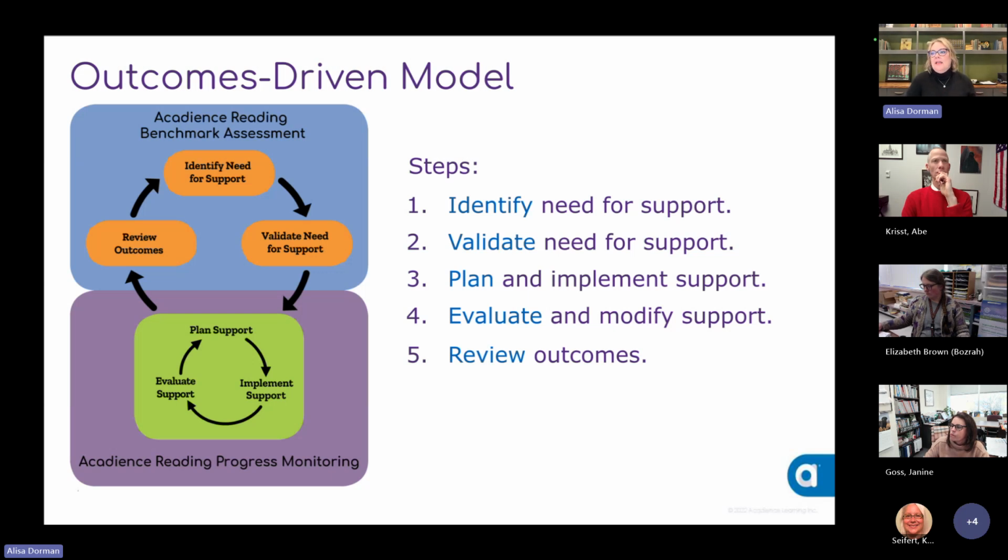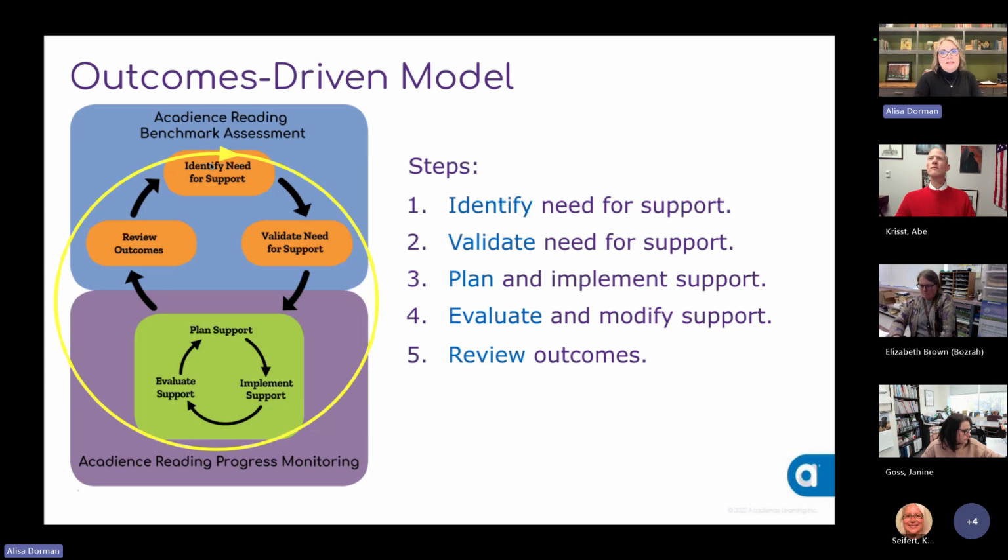In the model that we have, we separate the model into 5 steps that all follow a cycle here. Each of these 5 steps make up the model. Some of the steps are assigned to be implemented after you collect benchmark data. Others are assigned to be implemented when you have progress monitoring data. So we go, beginning at the first of the semester, we screen students at the beginning of a year, we identify those kids at risk, and we then check and validate that we have the right kids. That's step 1 and 2 of the outcomes-driven model.